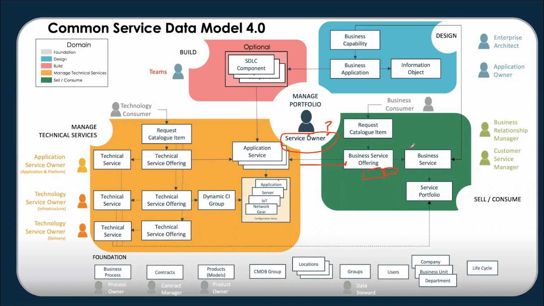They can see the stuff that they own. They can see how it relates to other things, how it's being consumed in a catalog, and all the metrics. So now they have a place to go to do their work and to manage what it is they own.